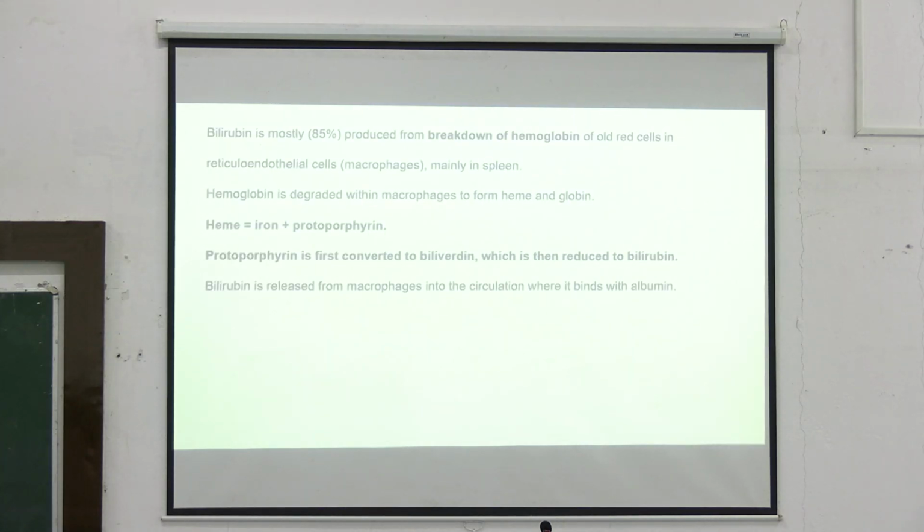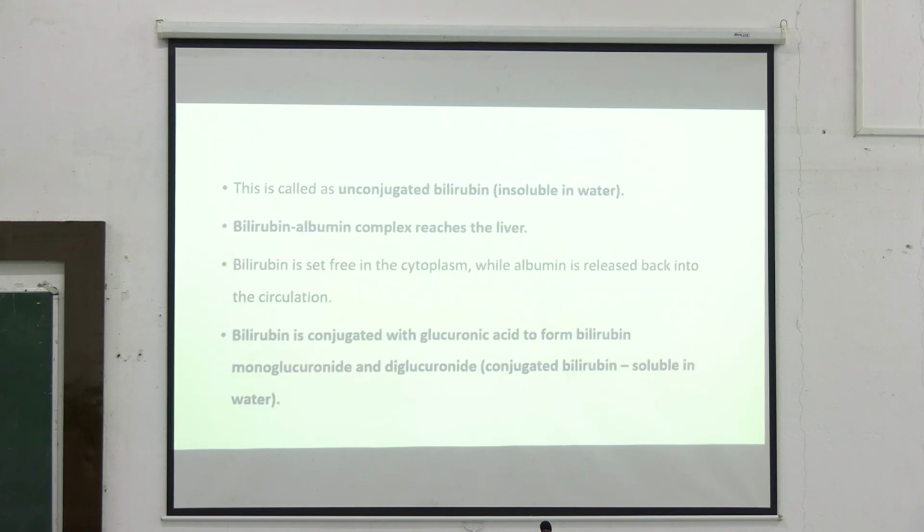So bilirubin is mostly produced from breakdown of hemoglobin. So heme is equal to iron plus protoporphyrin. Protoporphyrin is first converted to biliverdin, which is then reduced to bilirubin. This is called unconjugated bilirubin, and unconjugated bilirubin is water insoluble.